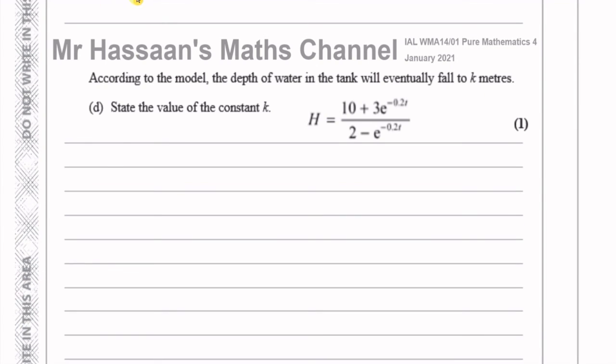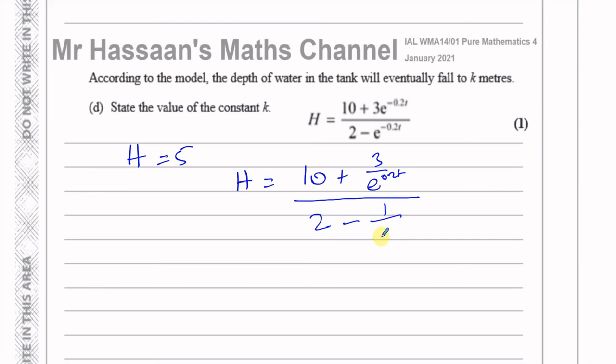Okay, now I'll explain why as well. That's how you can work it out in an exam, very simply, just putting a really huge number instead of t, and you'll see that's what it will come out as. But I'll explain to you why now. This is like h equals 10 plus 3 over e to the power of 0.2t, divided by 2 minus 1 over e to the power of 0.2t.